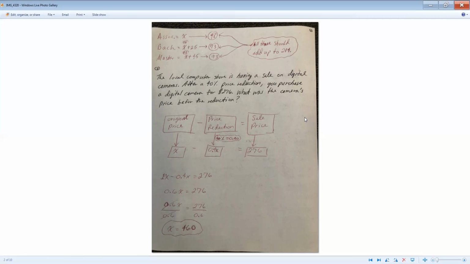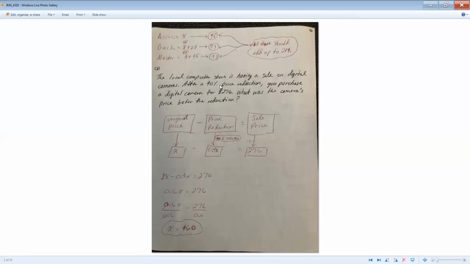So any sales equation starts off with an original price minus the price reduction, and then that will be equal to your sales price. So we do not know what the original price is, so we'll let that be X. Then the other part that we already know is the sales price, which is $276.